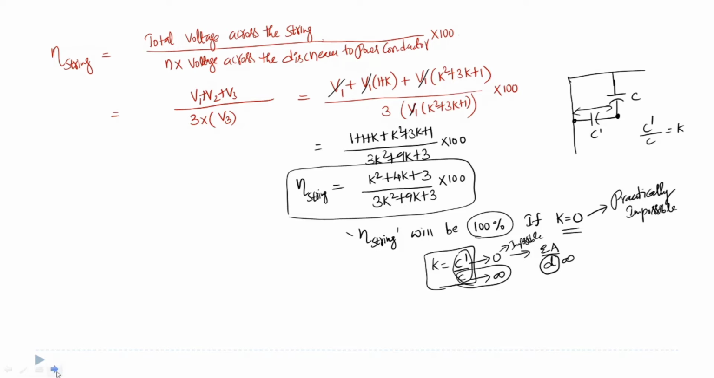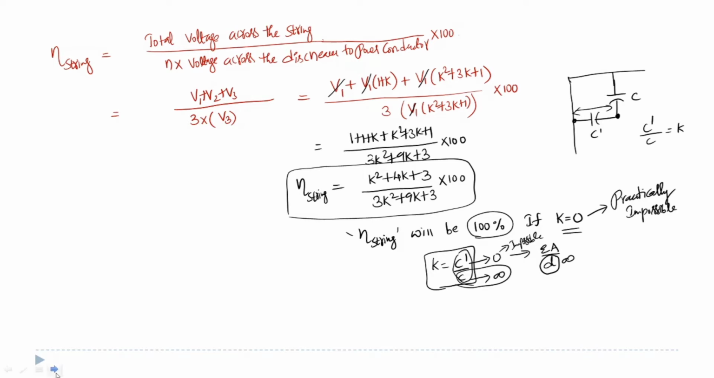Okay, now we will see what are the different ways of improving the string efficiency. It is also called equalizing the voltage across each disk. Is it right or not? When the voltage across each disk is equal, then this summation will become 3 times V3, and this is also 3 times V3. You will get 100% string efficiency.